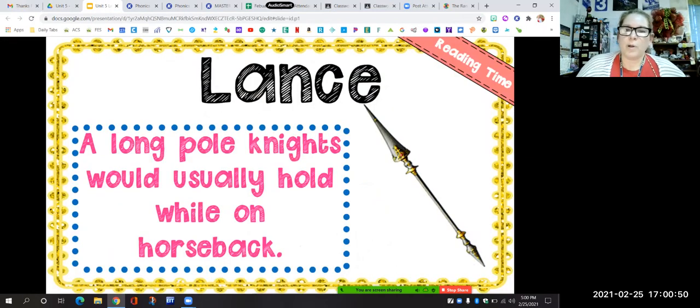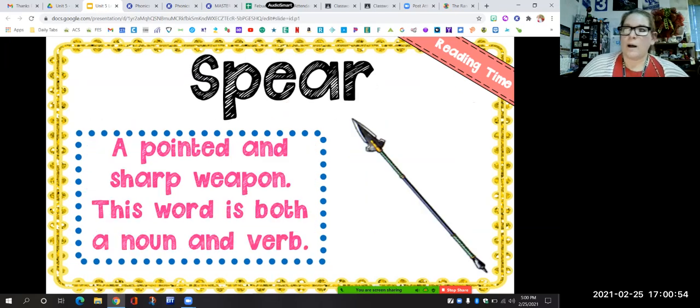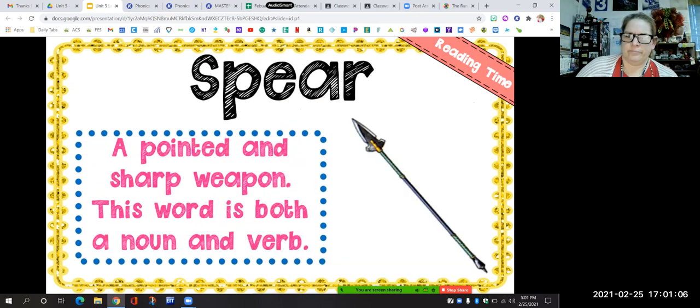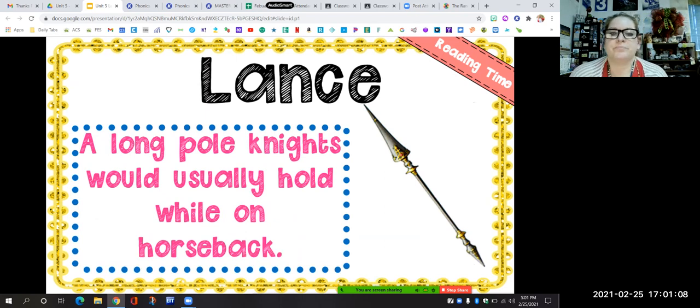So it's a long pole that knights would hold on to while they were riding a horse. Why do you think they would need to hold on to that while riding on a horse? What do you think they used them for? The lance. Usually, when the knights were riding on horseback and they had the lance, they would use it to knock things over, like other knights off their horses.